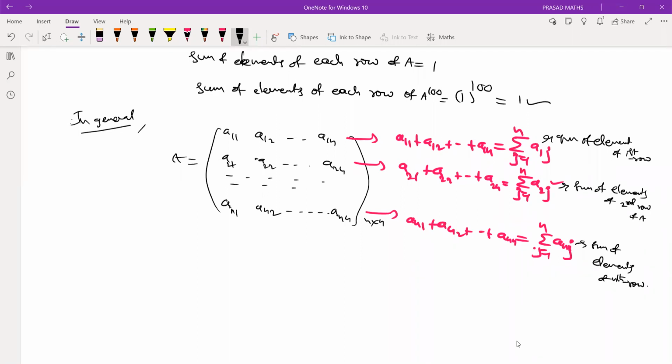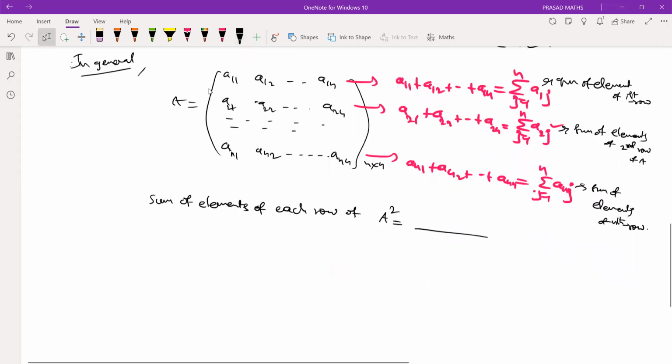So suppose you're asked to find the sum of elements of each row of A square. This is a general case. What is the general element of A square? This is my general, typical element. What is the typical element formula? This can be rewritten as summation k equals 1 to n. This is the ikth element, looking like A into A matrix.